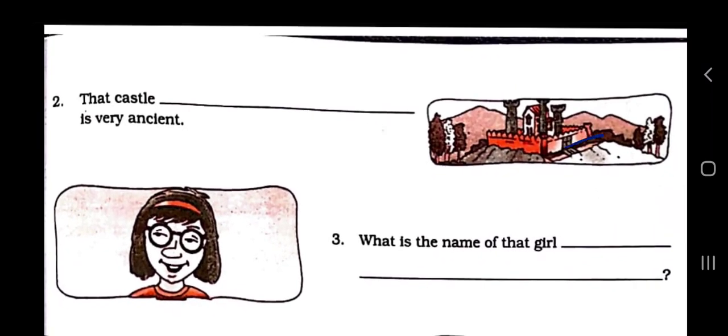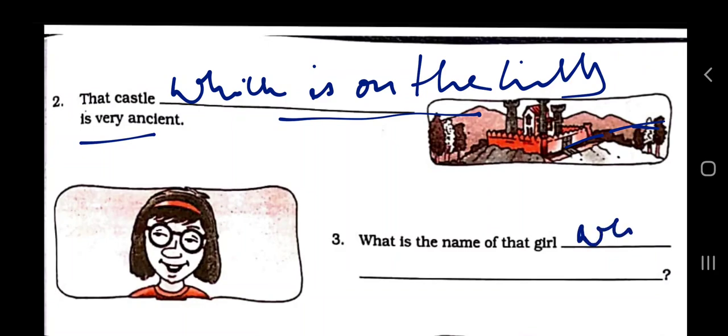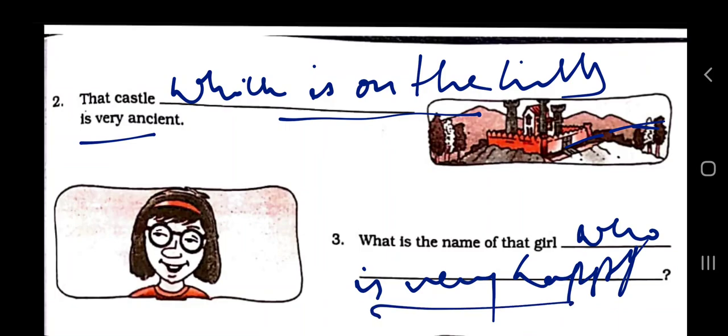The castle which has red bricks, the castle which is on the hill. See here, the castle which is on the hill is very ancient. So if we are talking about which is on the hill, it is what? Adjective clause. Now what is the name of that girl who is laughing, who is very happy? Okay, so let's move to the next part.